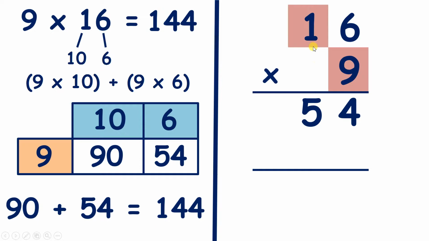Now we can move on to 1 times 9, but that 1 really stands for 10. So we can write 0 in our units column, and then answer 1 times 9, which is 9, so we have 90.